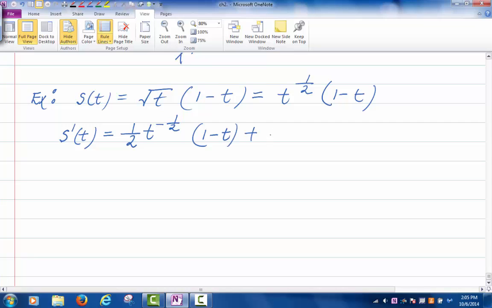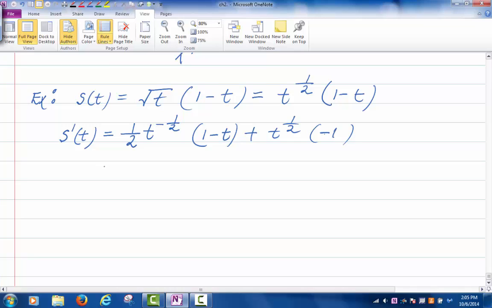Plus, you keep the first factor as it is, and then you multiply by the derivative of the second factor. And what's the derivative of the second factor? Derivative of 1 is 0, derivative of negative t is negative 1, right? So you get negative 1.